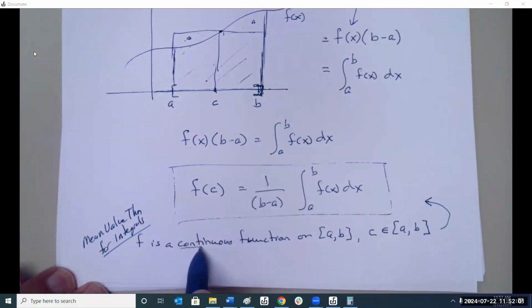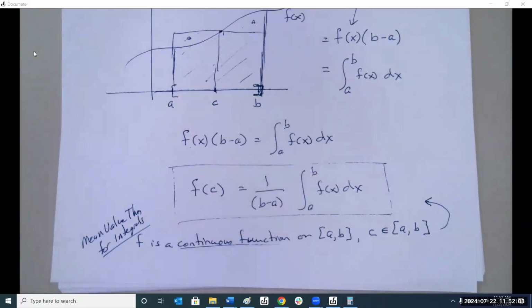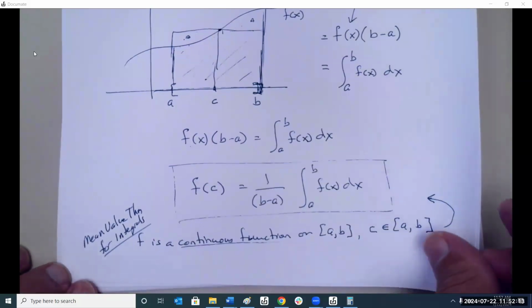Again, as always, the continuity of the function f of x is very important, because if it's discontinuous, then we'll never find the average value, because it just jumps up and ruins the average value. So let's look at an example.